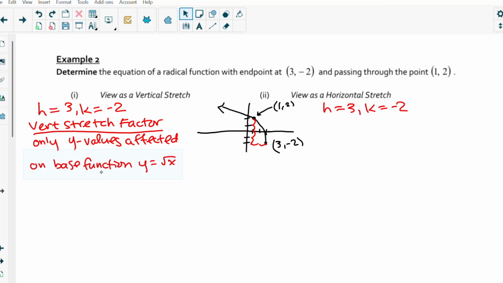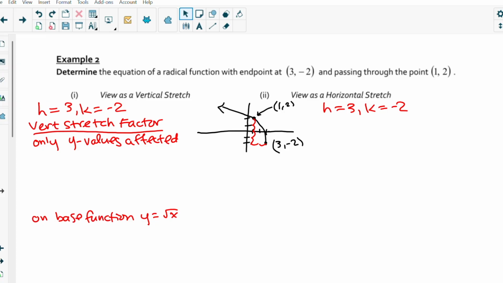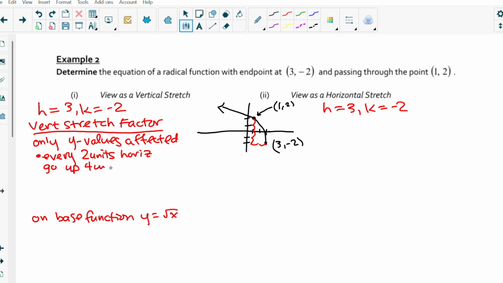I should do this first. Hang on, folks. Let me set that aside. Only y values affected. So every 2 units horizontally go up 4 units vertically. This is the key here. This is what I care about, going up. Okay? Now back to the base function.